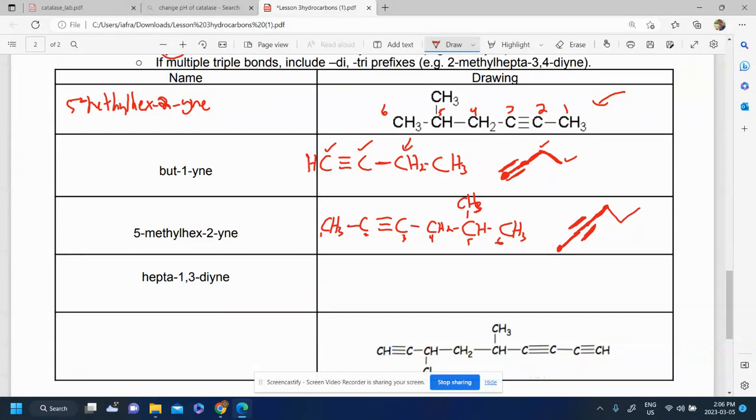And so on carbon number 5, we had a methyl. So 1, 2, 3, 4, 5. There we go. And there's our methyl. Okay. Don't get too bogged down by this.